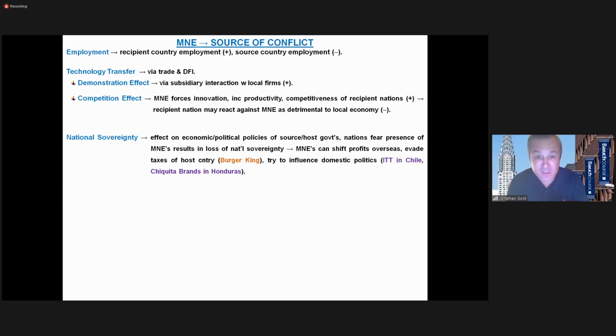We've seen over the years that multinationals can shift their profits overseas. They can evade the taxes of the host country, and they can try to influence domestic policy. We've seen that with ITT in Chile and Chiquita Barons in Honduras, two incidents that are often referred to when we talk about threats to national sovereignty and are cited in your book. In terms of Burger King, I wanted to talk about that for a moment.